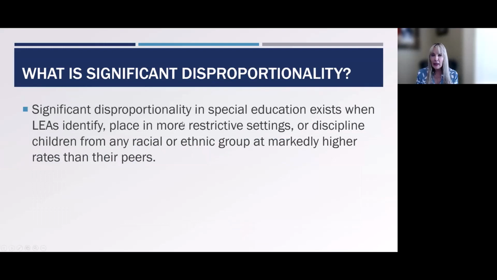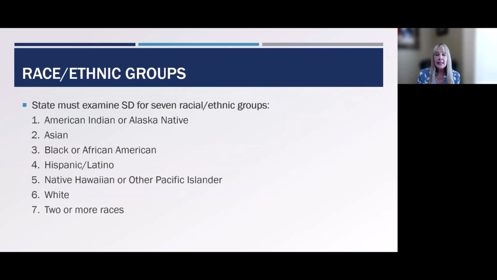All right, moving right along to significant disproportionality, which I will now refer to as SIGDIS. Usually I have about 30 minutes to go over significant disproportionality. Today I have about 5 minutes, so we'll see how I do. SIGDIS in special education exists when LEAs identify, place in more restrictive settings, or discipline children from any racial or ethnic group at markedly higher rates than their peers. States must examine SIGDIS for 7 racial ethnic groups. They're listed here.